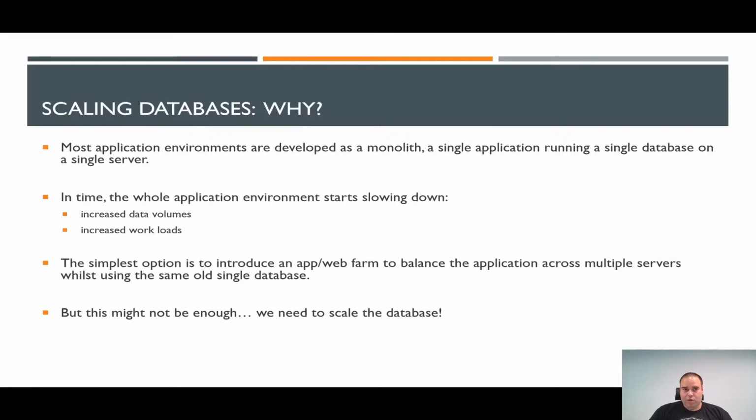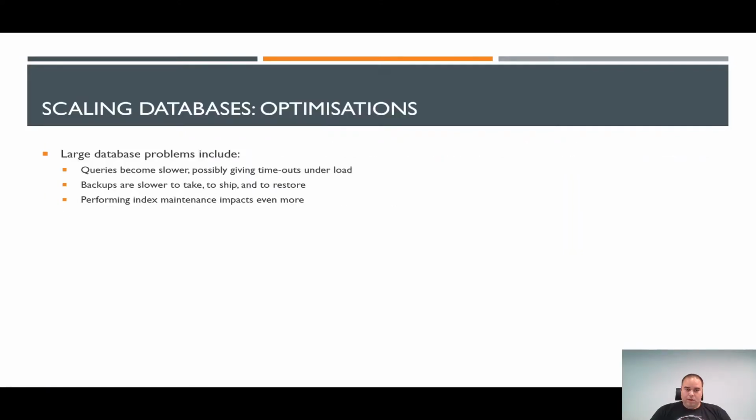In this case, our admin colleagues can load balance the application. However, we will eventually hit issues at the database level, and well-written indexes are not enough. We need to look into database scaling options. As our database grows, our queries become slower, possibly giving timeouts under heavy load. Backups become slower to take, to ship offsite, and to restore in case of disaster recovery. Performing index maintenance impacts production workloads even more.